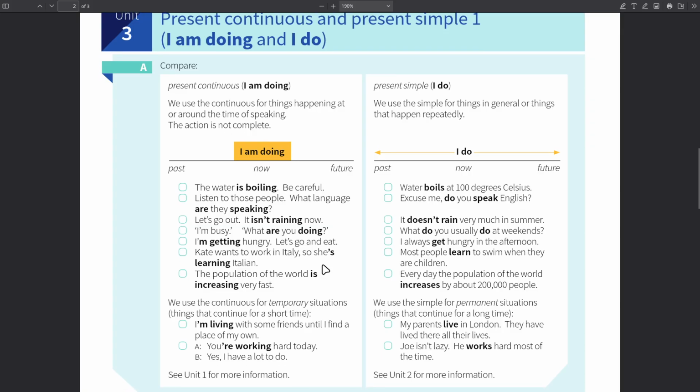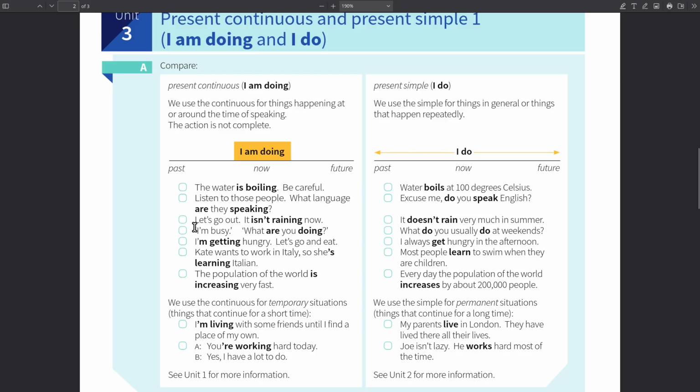Let's see some examples. The water is boiling. Be careful. Okay. Listen to those people. What language are they speaking? So we are making a question, right? What's happening right now? Those people are speaking, right? So we are talking about an action that's happening right now, at present.